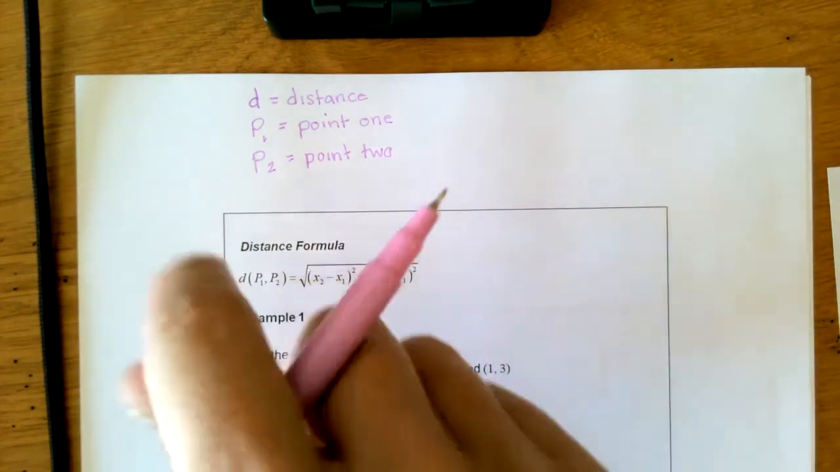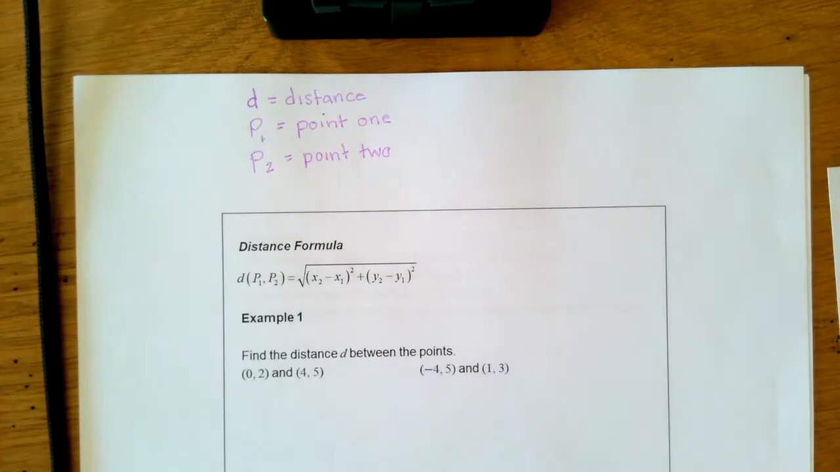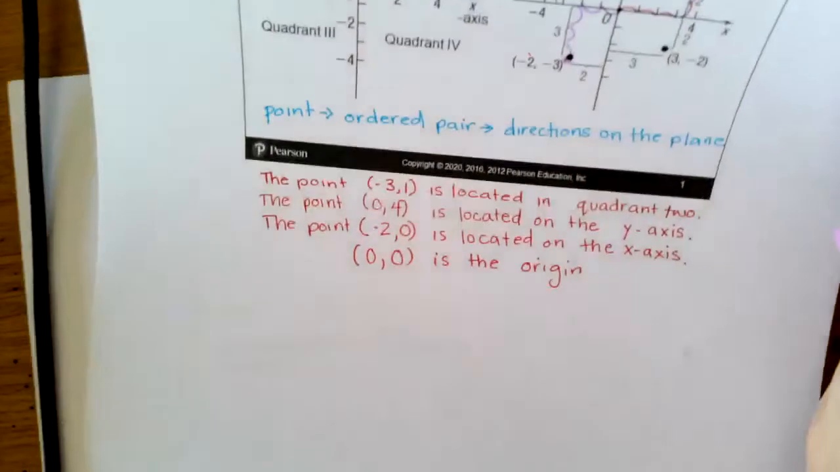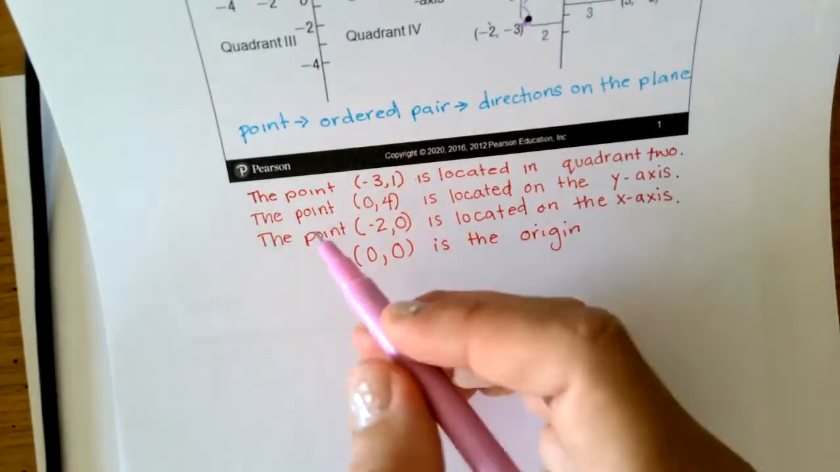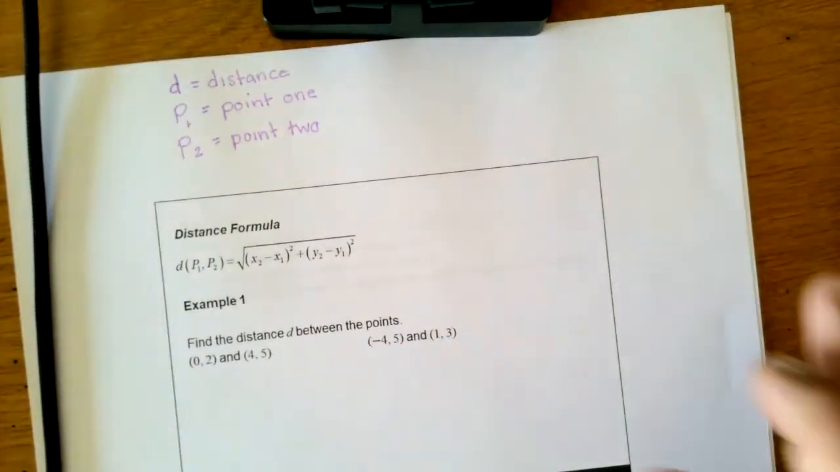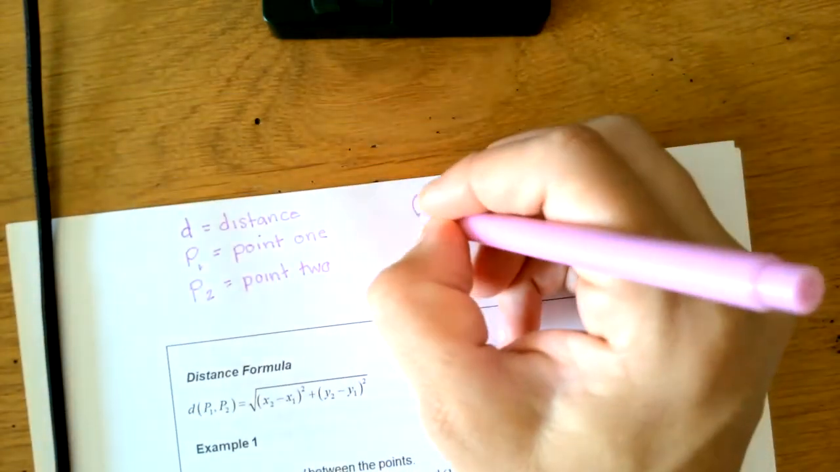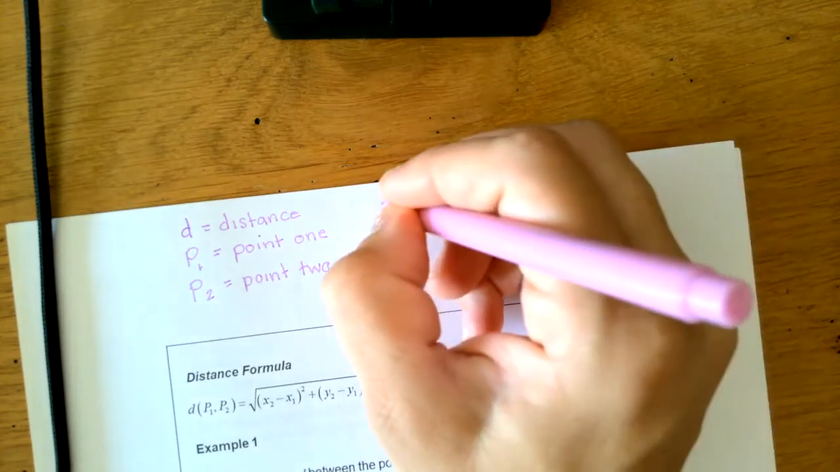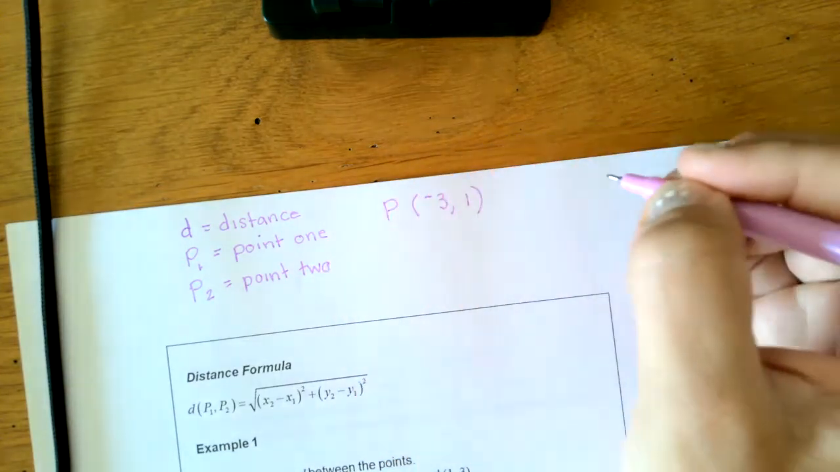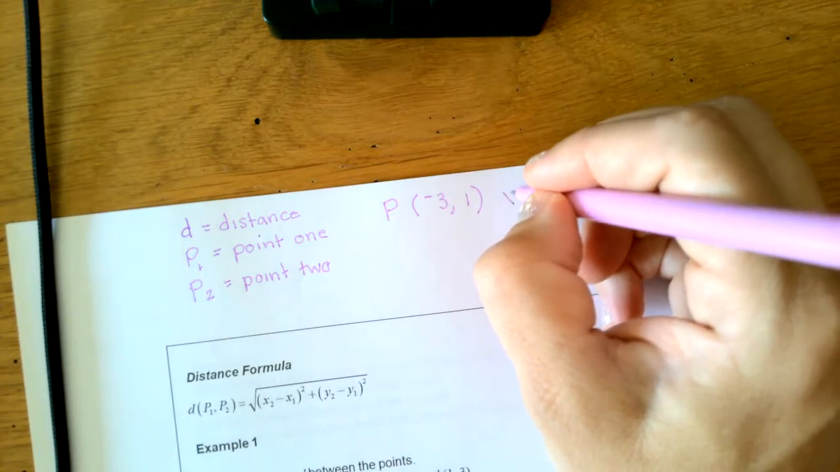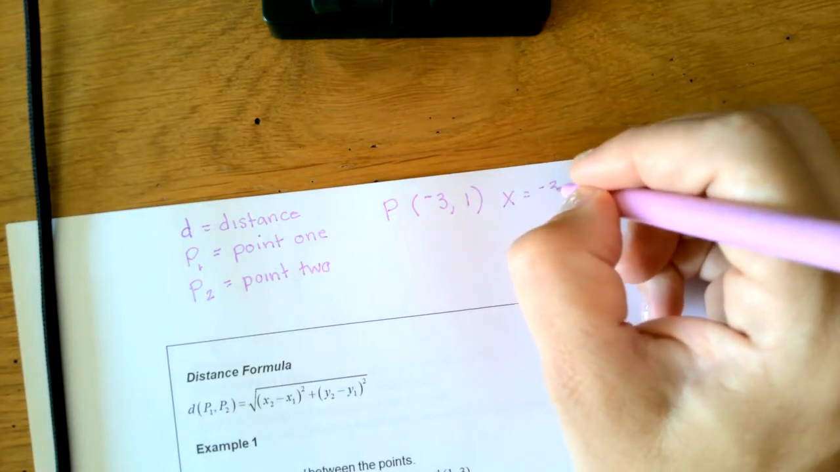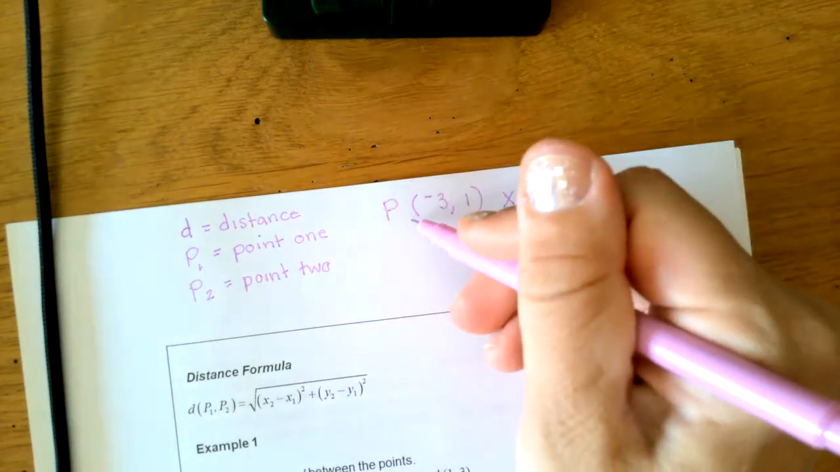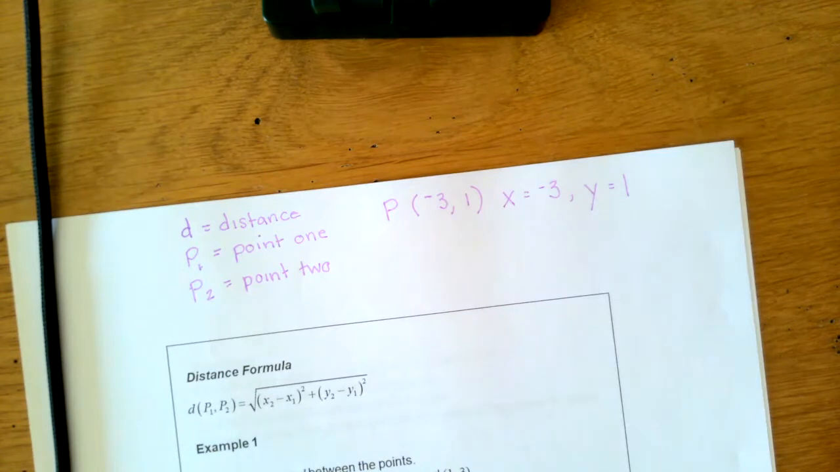Within each point, there is an X and a Y, right? So let's look back at this. -3, 1. Okay, I'm going to take that. I'm going to call that a point. Point -3, 1 has an x, -3, and a y, 1. Okay, I just broke down the point into its x and its y.